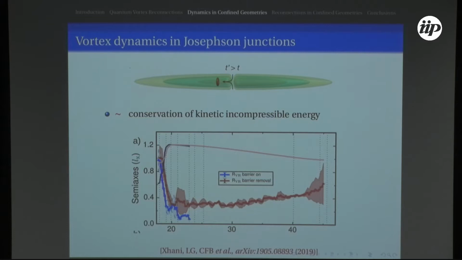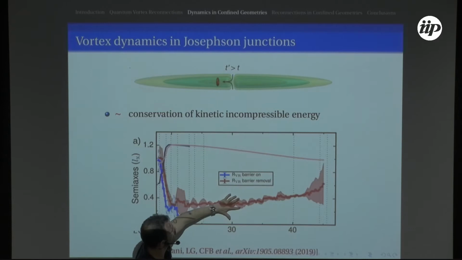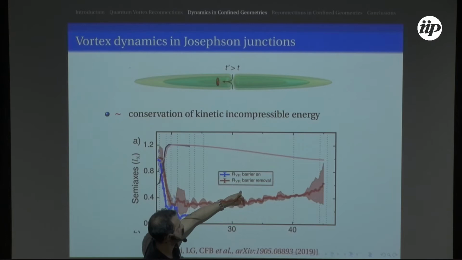How long the vortex survives depends on the initial energy. Here we see, for example, a case where the blue vortex has a smaller energy compared to the red vortex, and so it dies immediately. On the other hand, with more energy, the vortex continues wobbling. The dark red is the average value of the semi-axis, while this shadow is the oscillation of Rx and Ry, of course, inverting themselves.